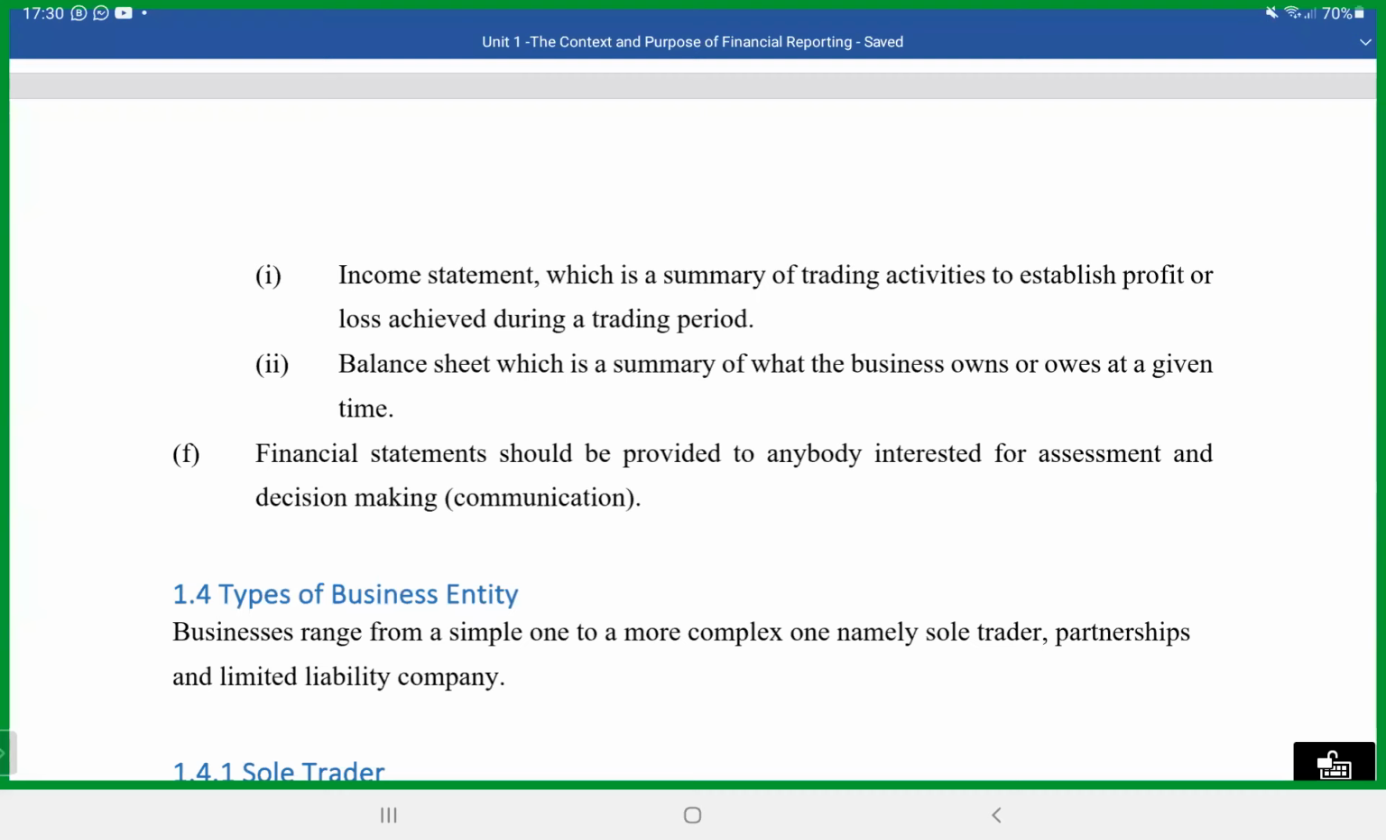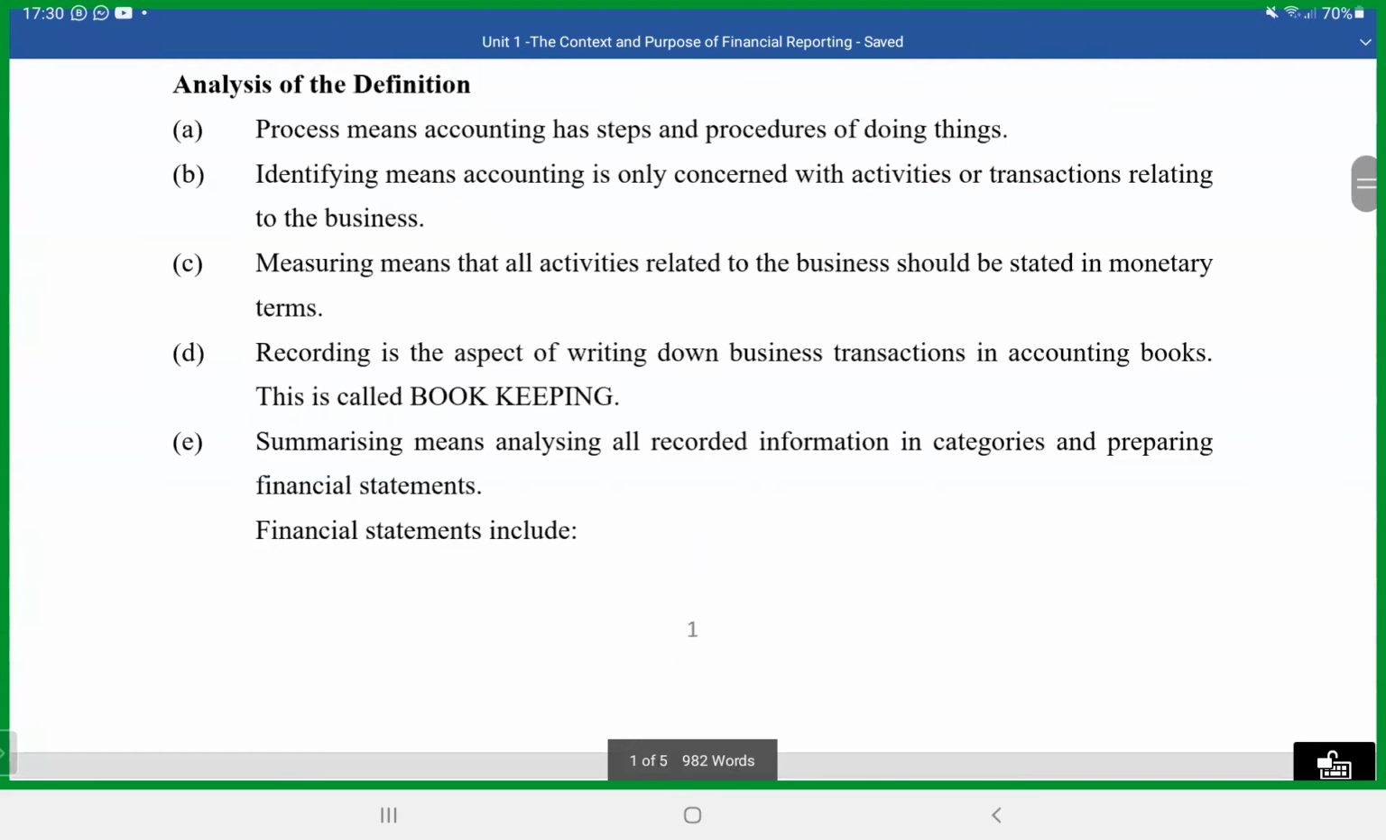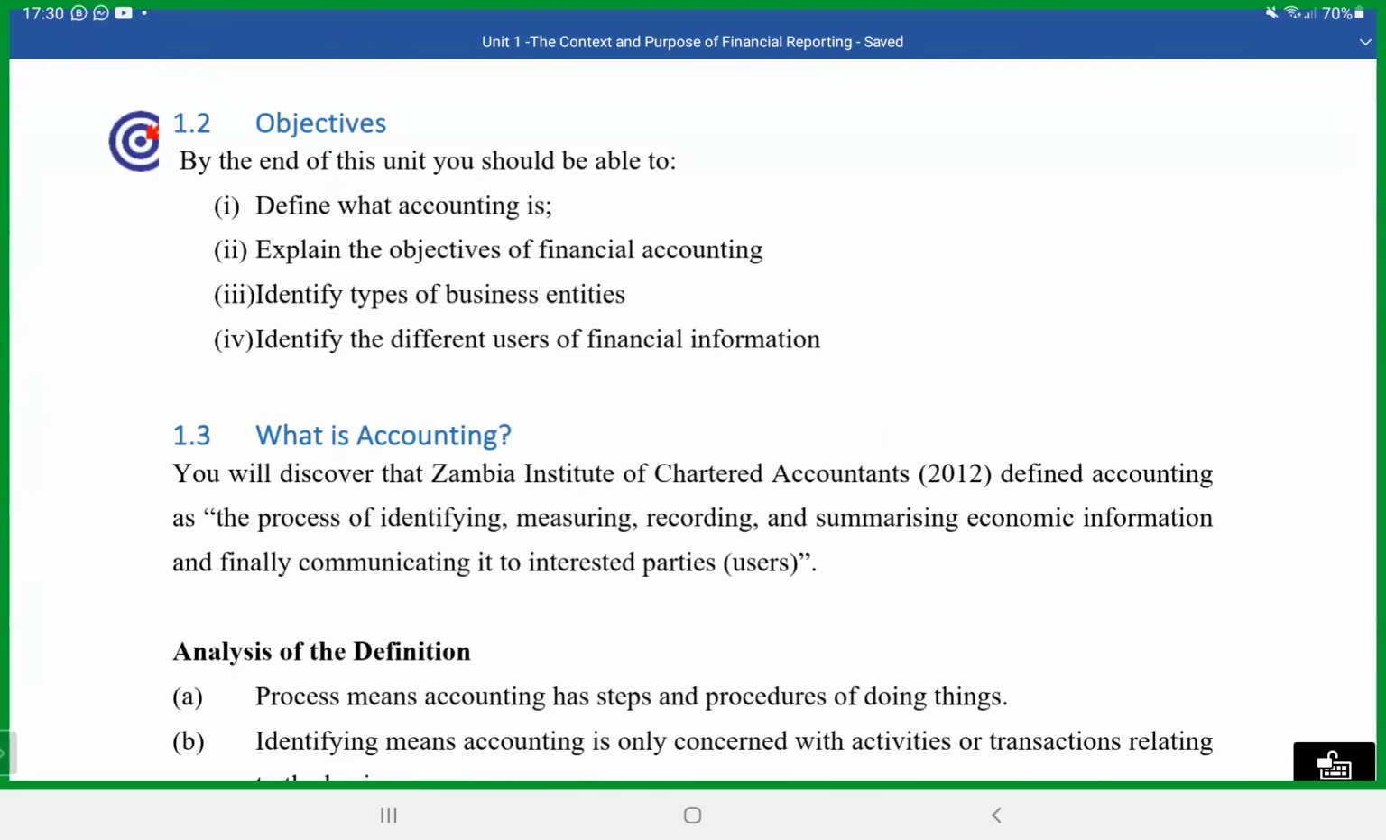So far, that is the definition of financial accounting and an in-depth analysis of it. Do we have any question from anybody? I call for questions just on the definition. Dika defined accounting as the process of identifying, measuring, recording, summarizing economic information, and finally communicating it to the users. So we have analyzed the definition. Is there any question?